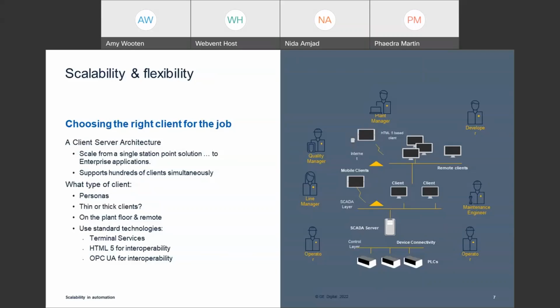So as you look at scale, it's important to look at technologies that support things like web-based applications that can work responsively on multiple devices. Things like terminal service access, and at the same time, still providing connectivity in a way that is standardized and provides interoperability, especially if you're going to be using multiple vendors and different technologies as well.